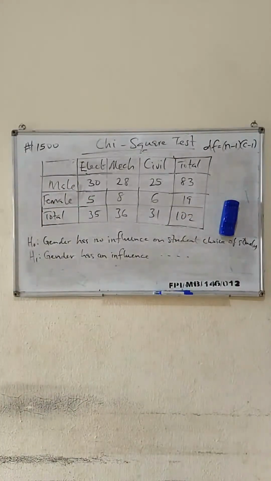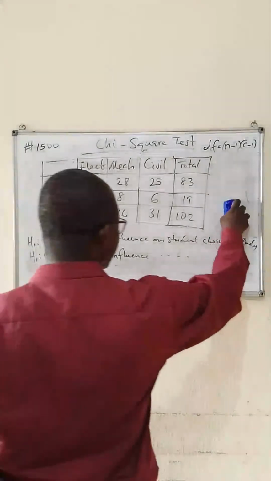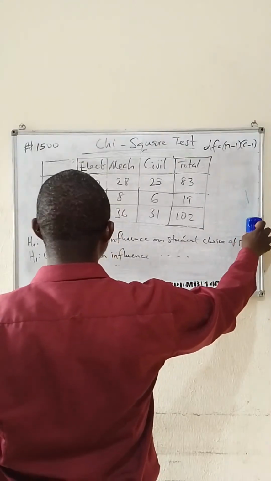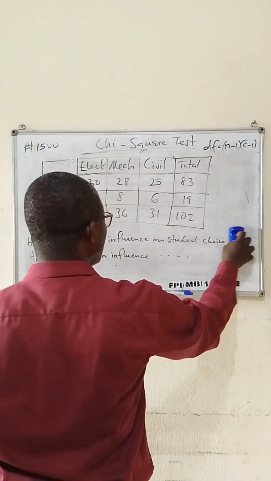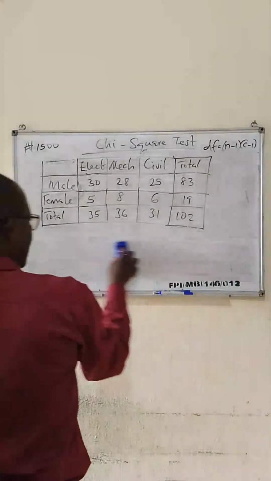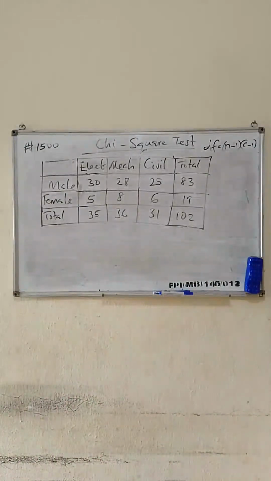102. So having got that, then we will go ahead and do expected. We're going to do expected. So the expected is going to be calculated in a different way. So I will need to rub this hypothesis formulated here. We need to rub it because I need more space for this calculation.